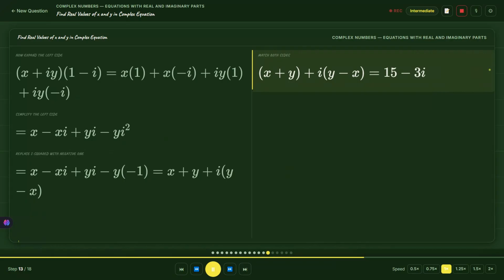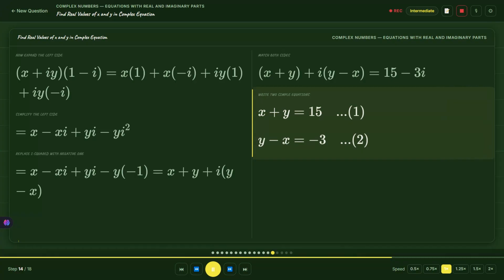Now here is the big idea. The left side must equal the right side. So the number part on the left must match the number part on the right. And the i part on the left must match the i part on the right. From the number parts, x plus y equals 15. From the i parts, y take away x equals -3. Now we have two easy equations to solve.